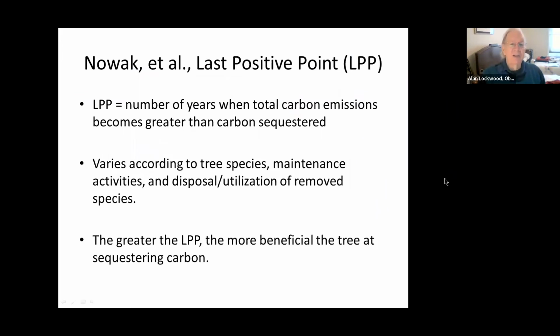So Novak and his colleagues developed this principle they call the last positive point, LPP. The last positive point they define as the number of years when the total carbon emissions becomes greater than the carbon sequestered. And this varies, as I said before, according to tree species, maintenance activities, disposal and utilization of removed species, and so on and so forth. The greater the LPP, the more beneficial the tree is at sequestering carbon. So to maximize the impact of a tree that you might want to plant in an urban forest, you should choose trees that have high LPP values.